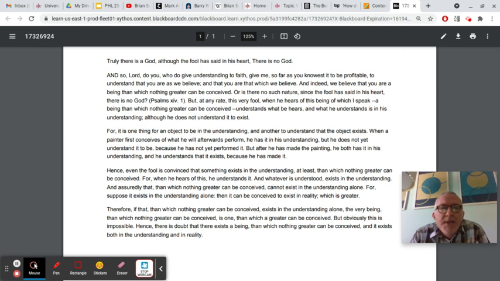And he explains what he means there in the next paragraph when he talks about the painter conceiving of a painting before they paint it. And at that moment, it is in their understanding, but it's not in reality. It is in the understanding. And then when they go ahead and paint it and actually carry out this idea, it is both in their understanding and in reality now, because they painted the picture.